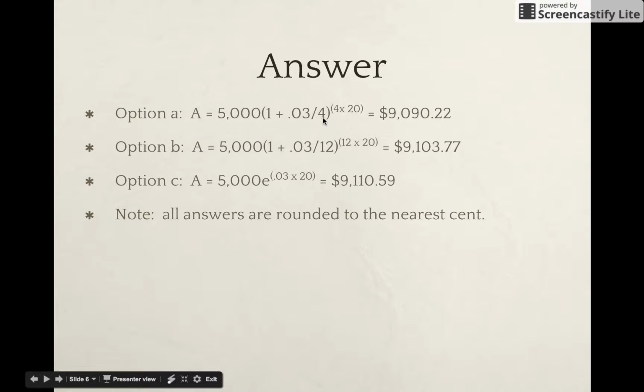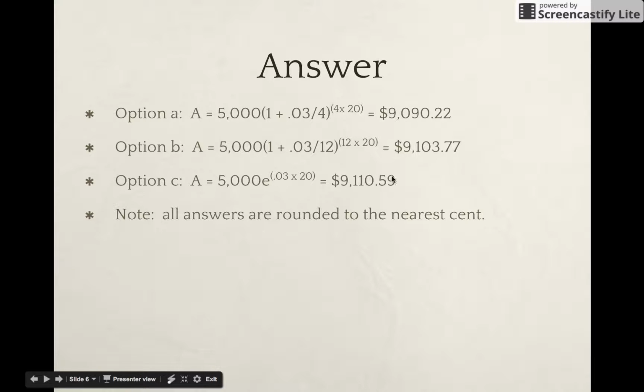In option A, here n is 4. And n is 4 because this is interest that's compounded quarterly, so it's compounded 4 times a year. And in option B, we have n as 12 because it's compounded monthly. And so 12 times a year. And again, in the continuously compounded interest, we don't have to worry about a value of n.